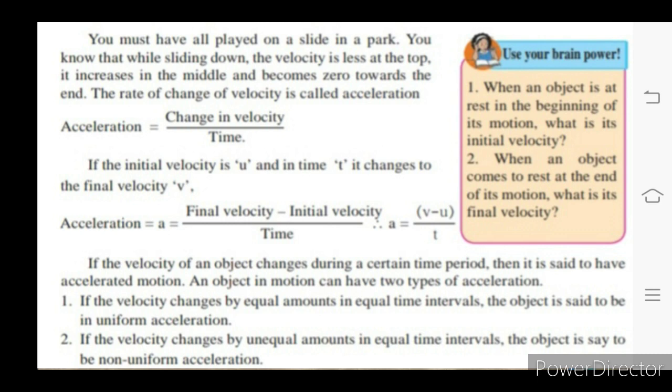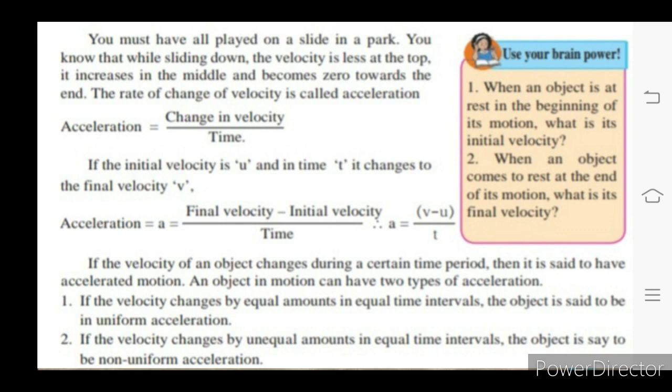When an object is at rest at the beginning of its motion, then its initial velocity is 0. When the object comes to rest at the end of its motion, then its final velocity is also 0. If the velocity of an object changes during a certain time period, then it is said to have accelerated motion.